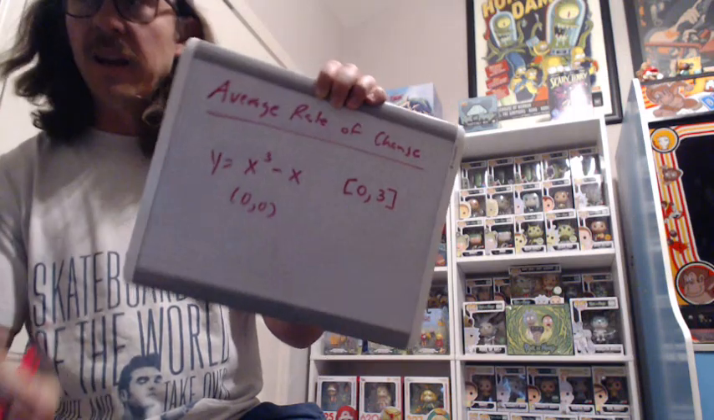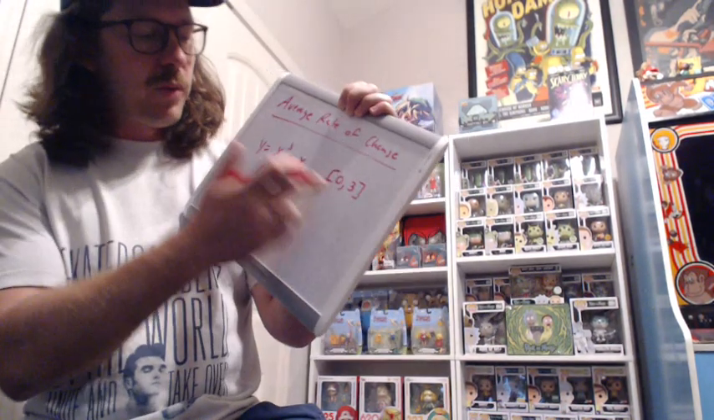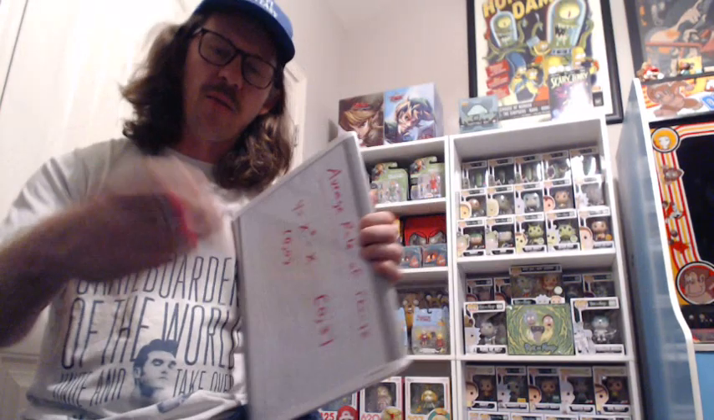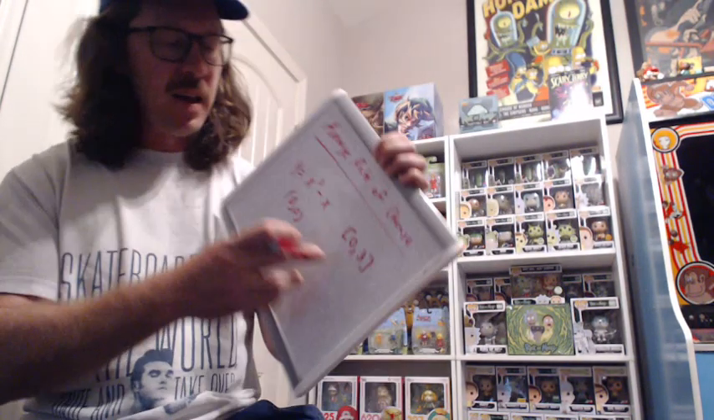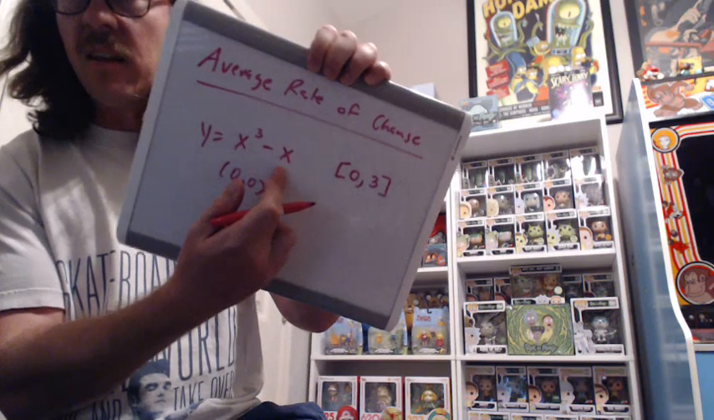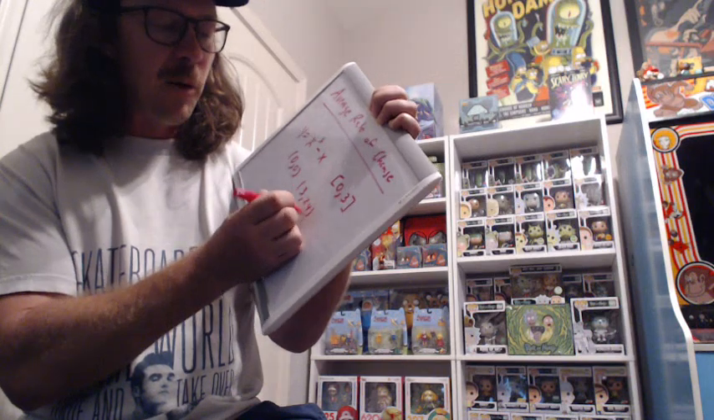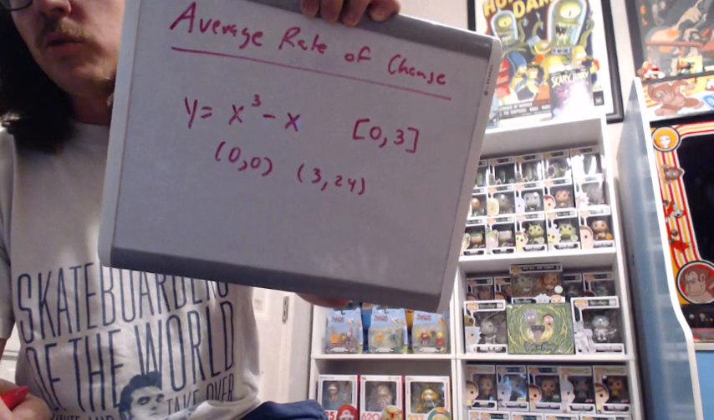Well, what if I put a 3 in here? Help me out. What's 3 cubed? 3 cubed is 27. 3 times 3 is 9 times 3 is 27. And if I put another 3 right there, 27 minus 3 would be 24. So an input of 3 gives me an output of 24.